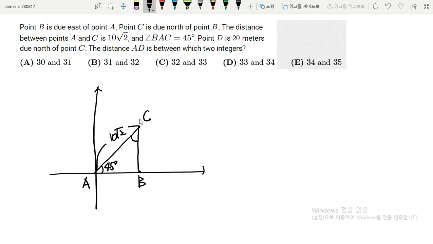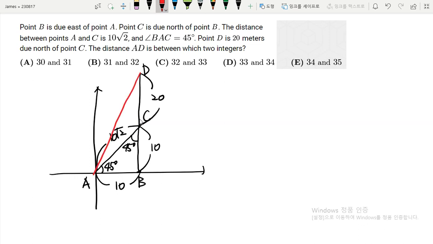That means they make this isosceles right triangle. So the distance of each leg is 10, and then if we extend C to D 20 meters, that's 20. So we are making a new right triangle.